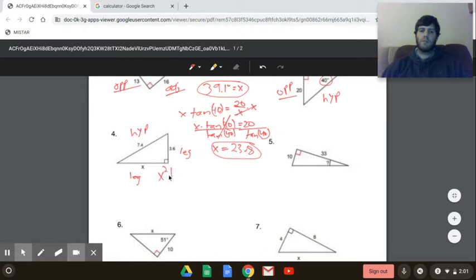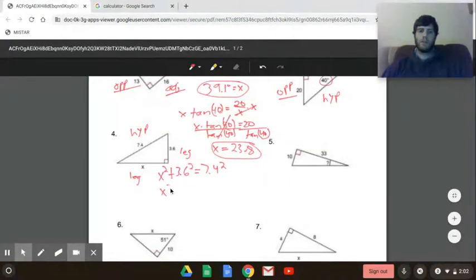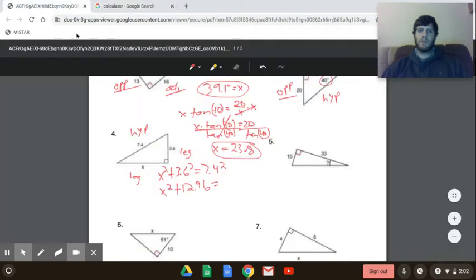So it's x squared plus 3.6 squared equals 7.4 squared. And then you just have to put that in the calculator and solve, right? So we would do 3.6 squared. 3.6 times 3.6 is 12.96. So you have x squared plus 12.96 equals 7.4 squared. So 7.4 times 7.4 is 54.76.